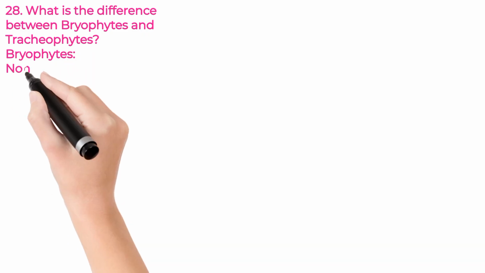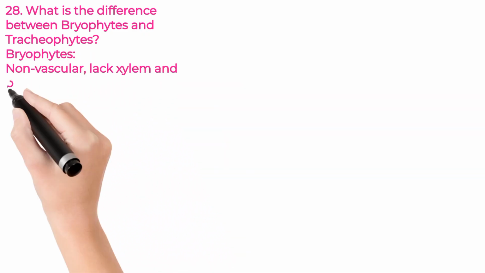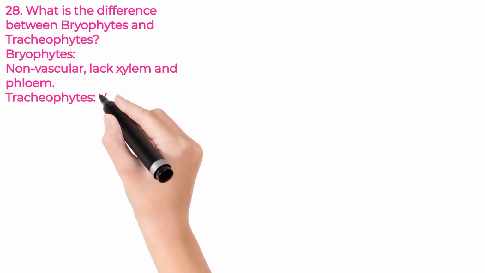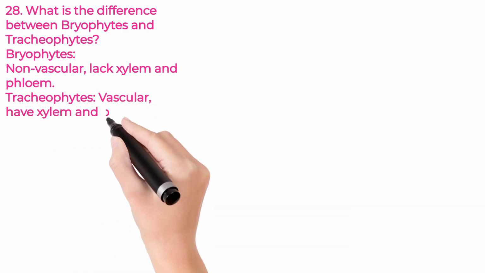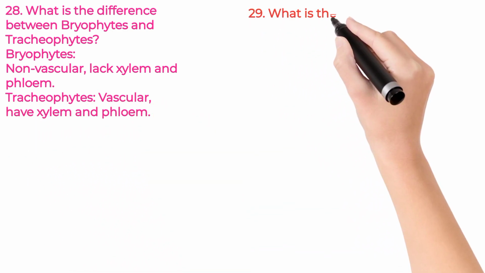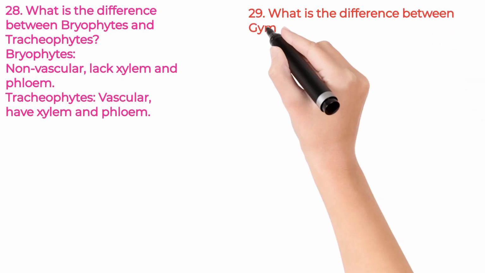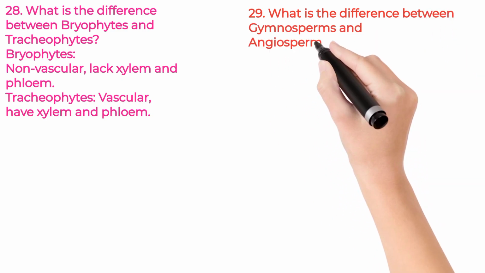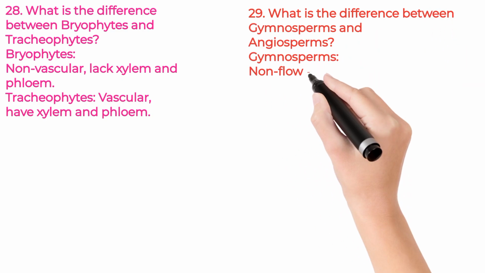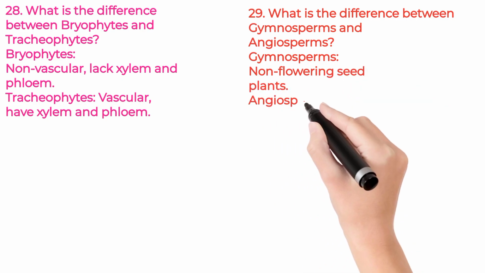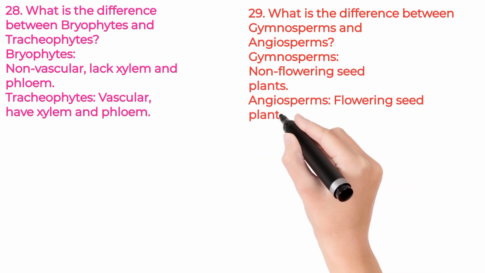28. What is the difference between bryophytes and tracheophytes? Bryophytes, non-vascular, lack xylem and phloem. Tracheophytes, vascular, have xylem and phloem. 29. What is the difference between gymnosperms and angiosperms? Gymnosperms, non-flowering seed plants. Angiosperms, flowering seed plants with fruits.